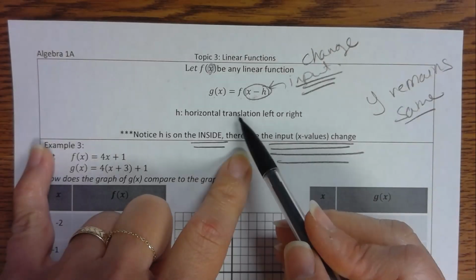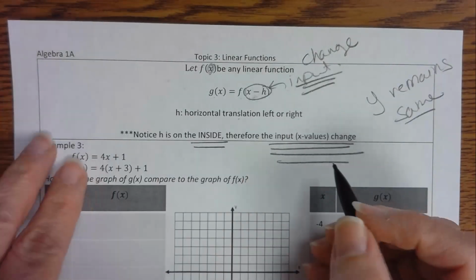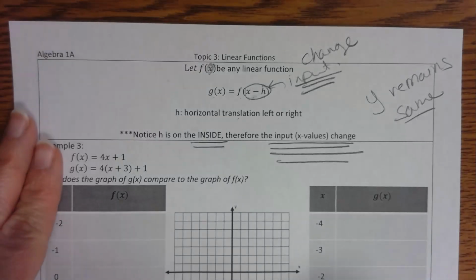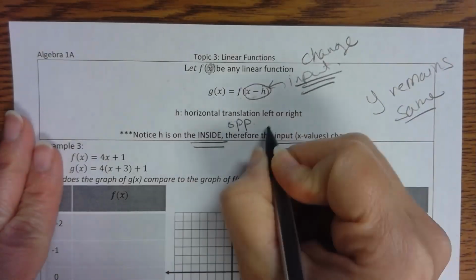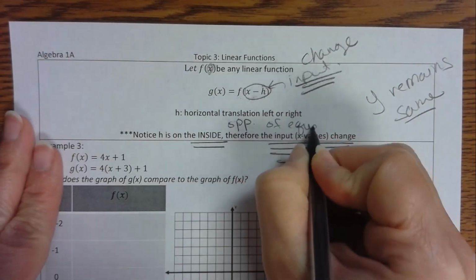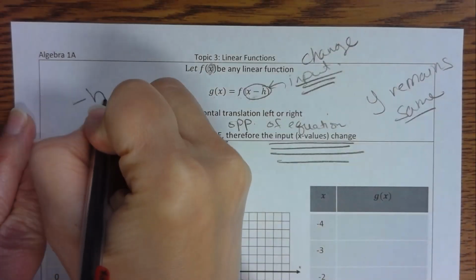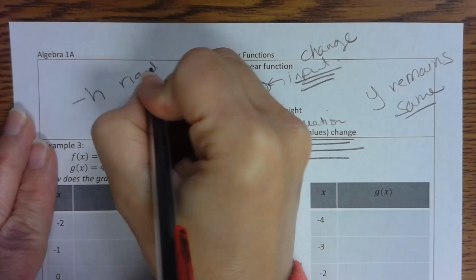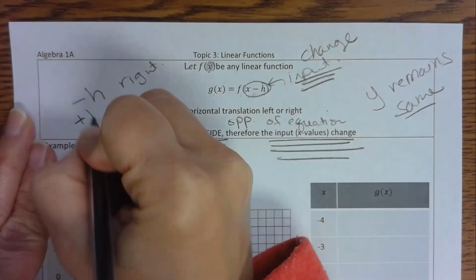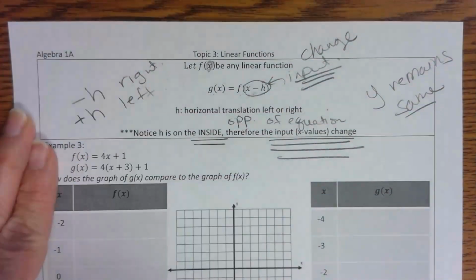H causes a horizontal translation left to right. Okay, and it works opposite of the way you want to think. It's going to be opposite of equation. Meaning, if you have minus h, it's going to go right. If you have plus h, it's going to go left.